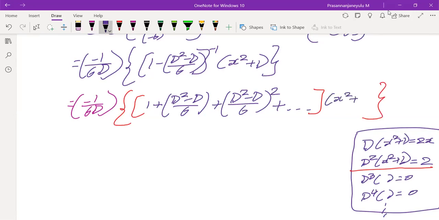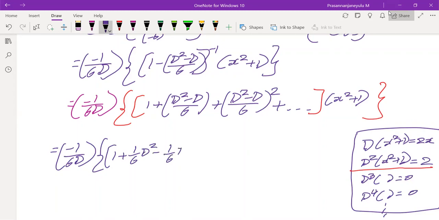Now we have to do one more step, a little bit of simplification. Minus 1 by 6D of 1 plus 1 by 6 into D square minus 1 by 6 into D plus 1 by 36 into, how it looks like, D square minus D whole square, that is (a minus b) whole square. A square, that's D square whole square, is D power 4, plus b square, D whole square is D square, minus 2ab is 2D cube.